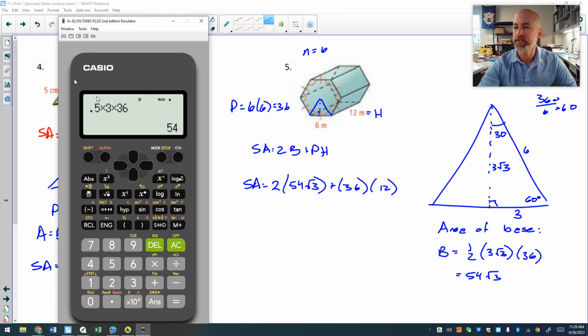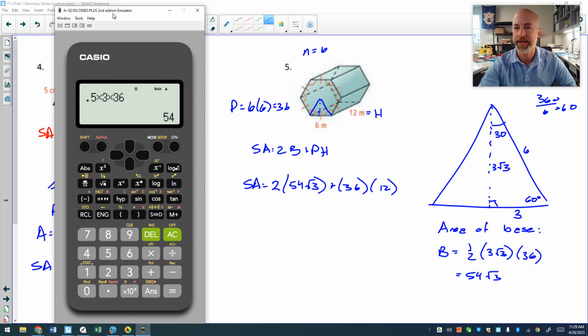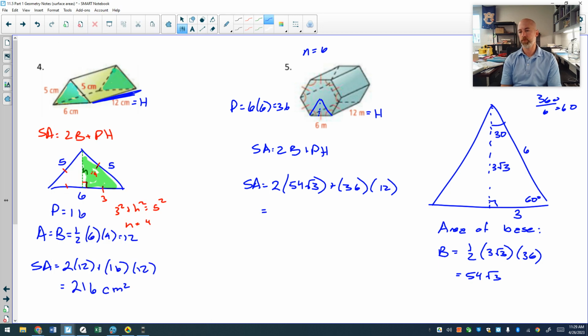Let's see. 36 times 12 is really the only one I can't do in my head very quickly because I'm being lazy. 36 times 12 is 432. 2 times 54 is 108. The square root of 3 comes along for the ride. Units are meters, therefore surface area would be all of this in meters squared. I prefer the radical answer.